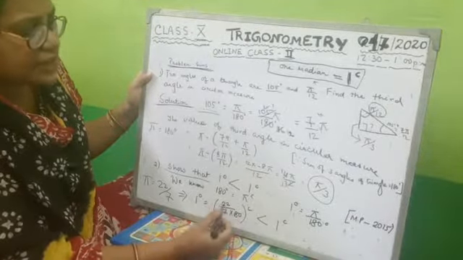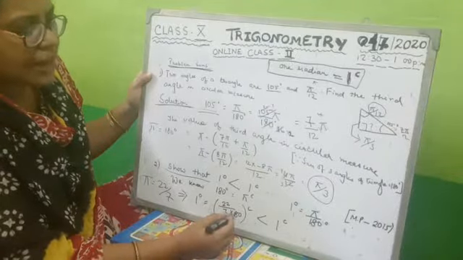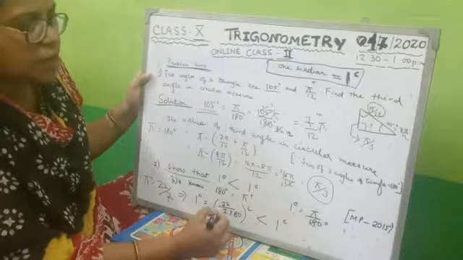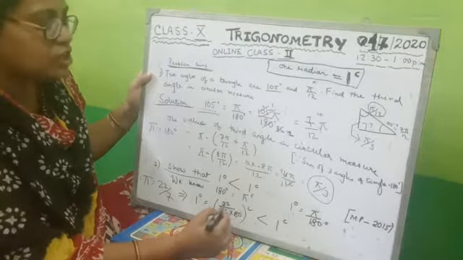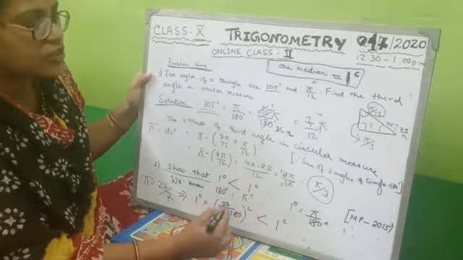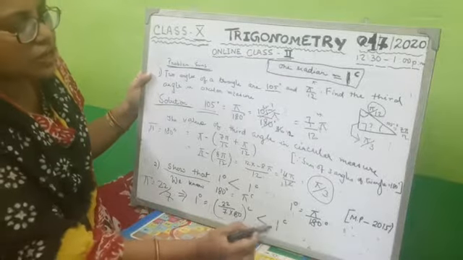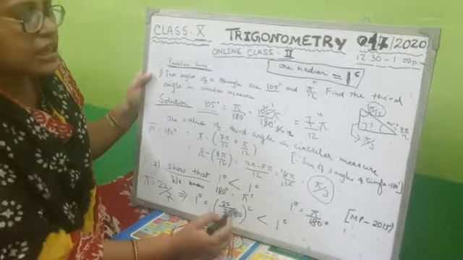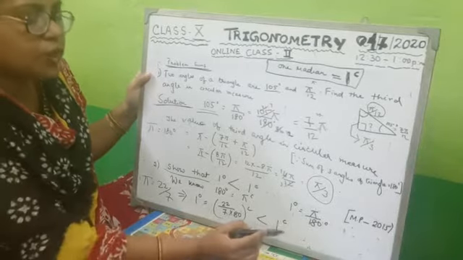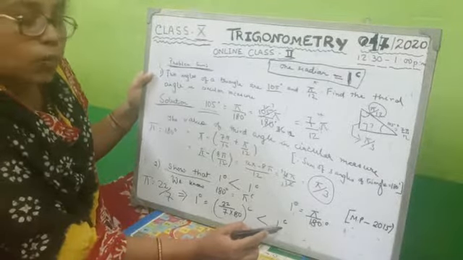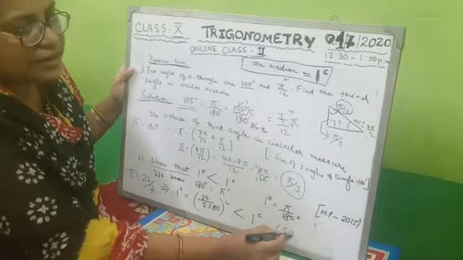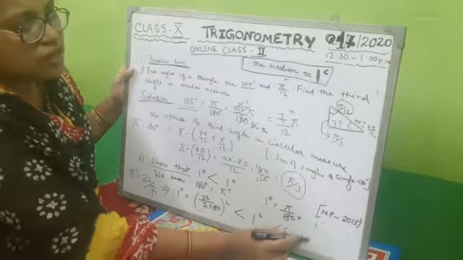Then 1 degree is equal to pi by 180 degree C. So instead of pi we are putting the value, 22 by 7, and it is always less than 1 radian. If you reduce the value, it will always be less than 1 radian. It is solved.